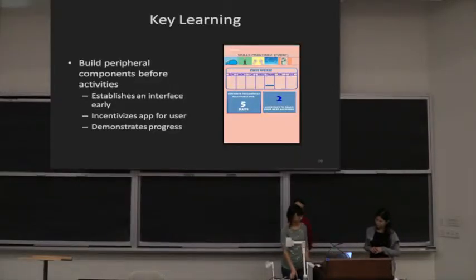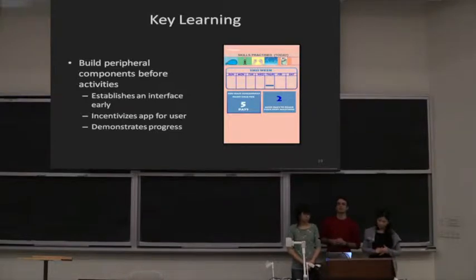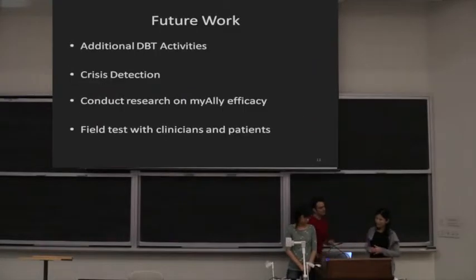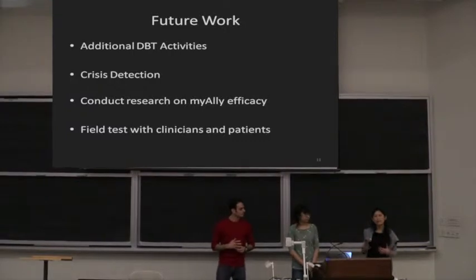So real quick, future work or key learning was we should probably build peripheral components before we actually created the activities. This way all the activities feed into one thing so that we can incentivize the app for users. And lastly, the ones that we have shown are the basic, commonly found, most useful DBT skills among adolescents, but there are a lot more that we would like to add, to expand on in the future, and possibly adding components that could increase or maintain that motivation to continue using the app, for example, through gamification.